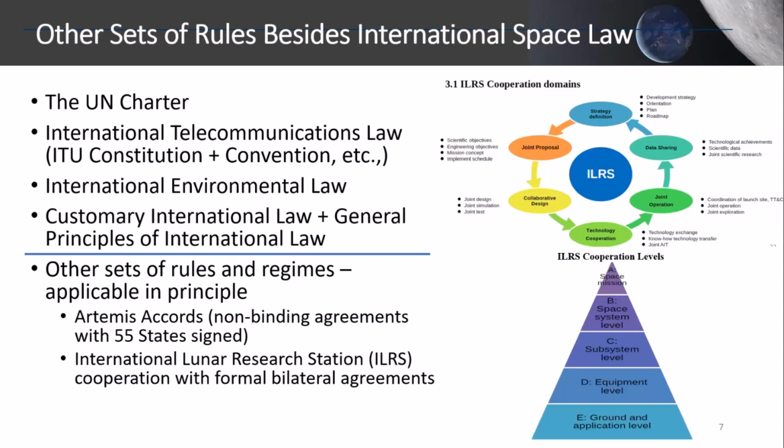And below that are soft governance principles that have been established, such as the Artemis Accords, which has been signed by 59 states and establishes a set of non-binding principles on good behavior in space. Similarly, China has established, as part of their International Lunar Research Station program, cooperation through formal bilateral agreements with partners that can establish, as you see on the right, cooperation in various technical domains and at various levels, from individual equipment all the way up to systems level.